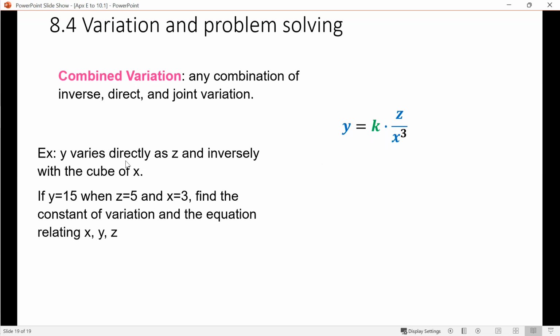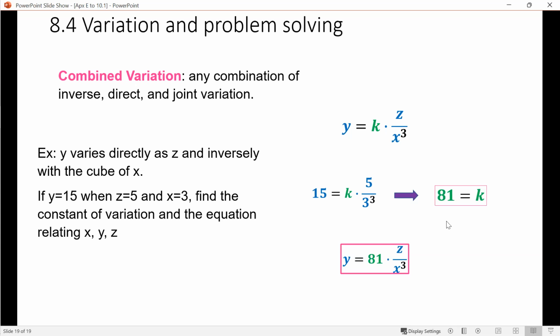The initial conditions say that if y is 15, when z is 5 and x is 3, then we can find the constant of variation and then find the equation that relates x, y, and z. So we've got our initial conditions for x, y, and z, and I'll plug them all into our formula. Then we'll solve for k, and we find that k is equal to 81. Now we can come back to our equation that relates our three quantities. Y equals 81 times z over x to the third.